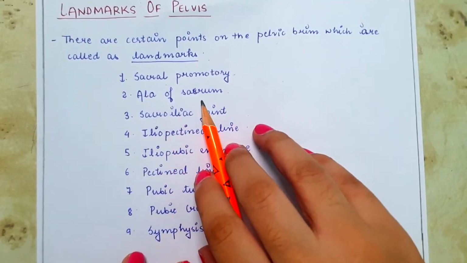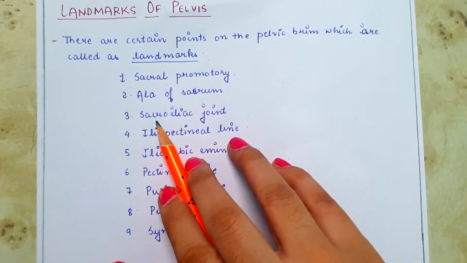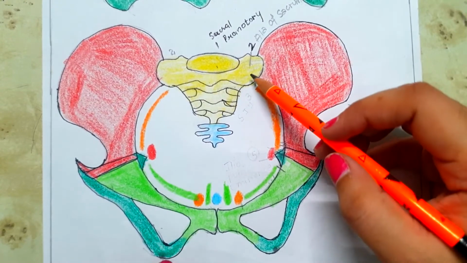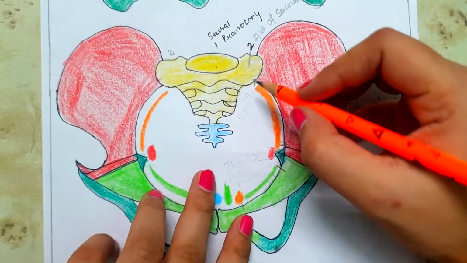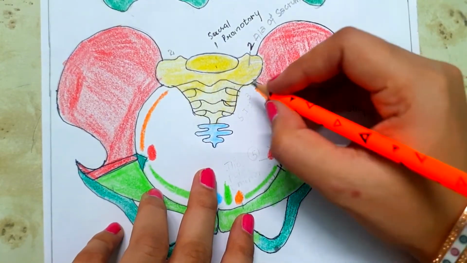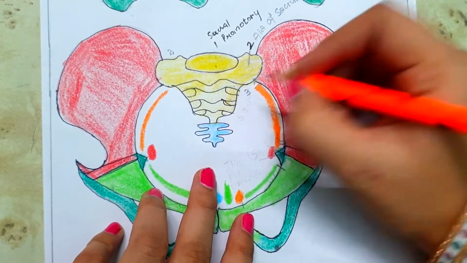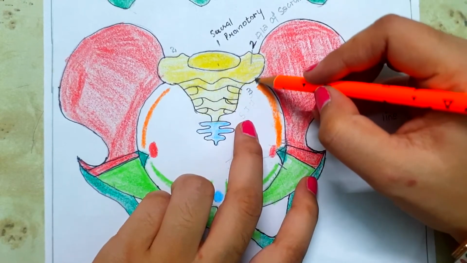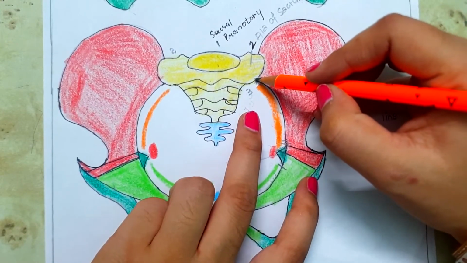After the ala of sacrum, the next landmark is the sacroiliac joint, which is the third landmark. Where the sacrum meets the ilium, that point is known as the sacroiliac joint.